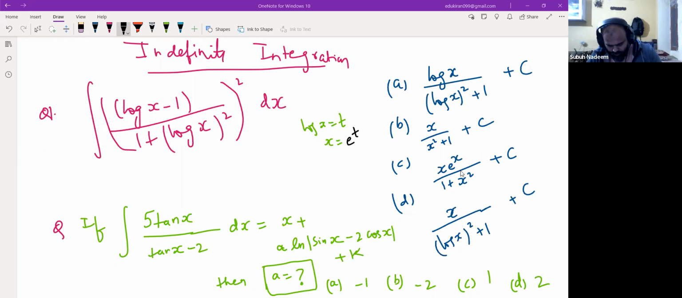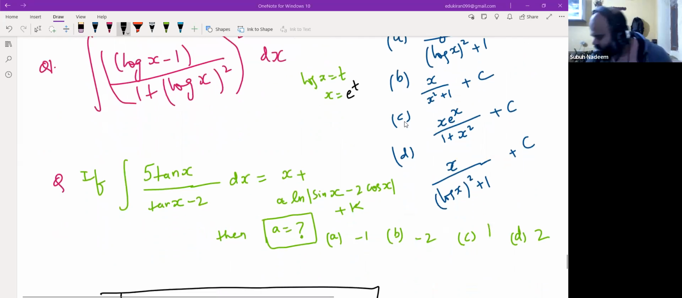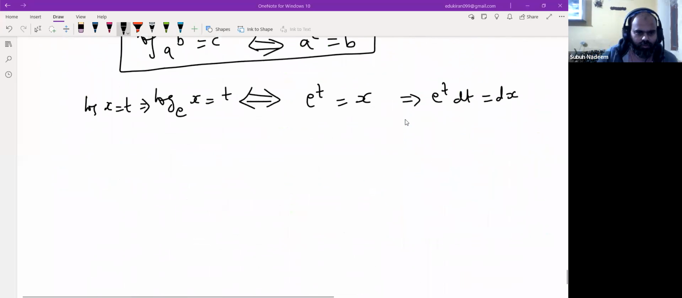So for the first one, it's option D. Okay, so let's see how you have done it. Can you tell me the steps which you have followed? First step: log x is equal to t, x is equal to e to the power t, and dx is e to the power t dt.